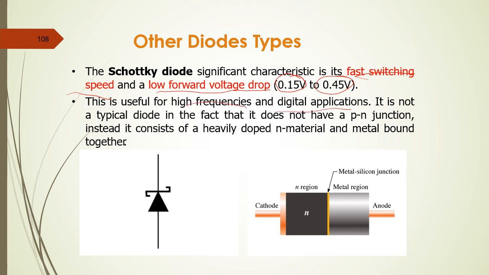It is not a typical diode, in fact it does not have a p-n junction. Instead, it consists of a heavily doped N-type semiconductor and metal bound together. Remember again, this is N-type, but there is no p-type. It is only metal. So that means there are no holes here because there is no p-type. So only N-type. I will not discuss this one.